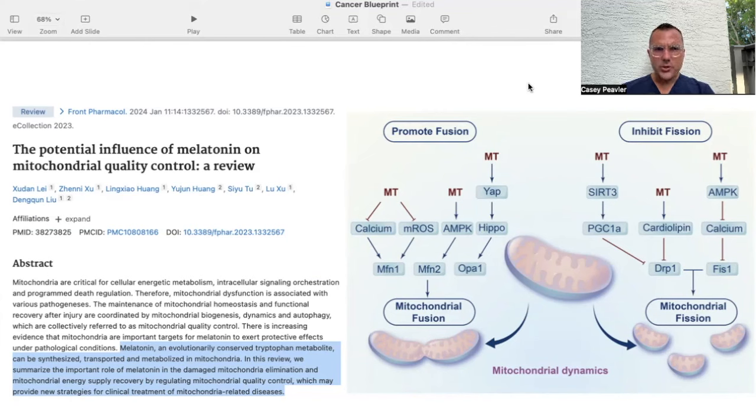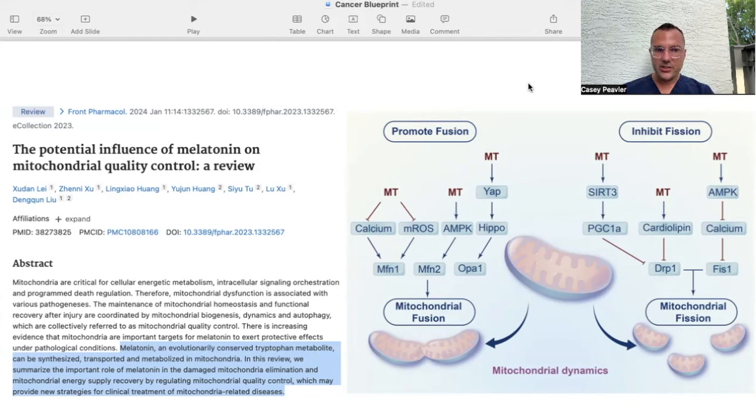This paper is titled The Potential Influence of Melatonin on Mitochondrial Quality Control, a Review. And what it says here is that mitochondria are critical for cellular energetic metabolism, intracellular signaling orchestration, and programmed death regulation. Therefore, mitochondrial dysfunction is associated with various pathogenesis. The maintenance of mitochondrial homeostasis and functional recovery after injury are coordinated by mitochondrial biogenesis, dynamics (fission and fusion), and mitochondria-specific autophagy, or mitophagy, which are collectively referred to as mitochondrial quality control.